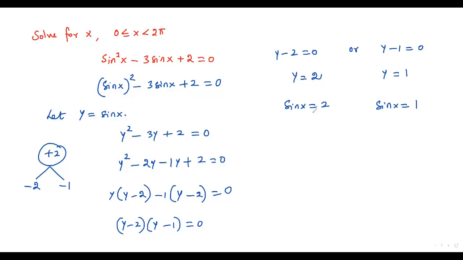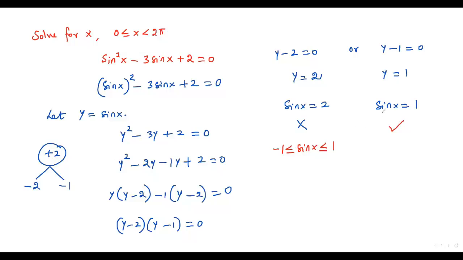Sin x equal to 2 is not possible because we already know that the minimum value of sin x is negative 1 and the maximum value of sin x is positive 1. That is, sin x will always be in this interval: negative 1 less than or equal to sin x less than or equal to 1. But the value we have over here is out of this interval, so we cannot accept the first one. We can accept the second one. So sin x is equal to 1.